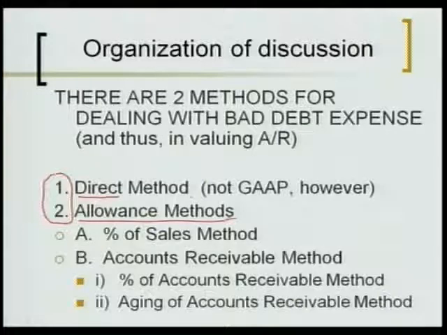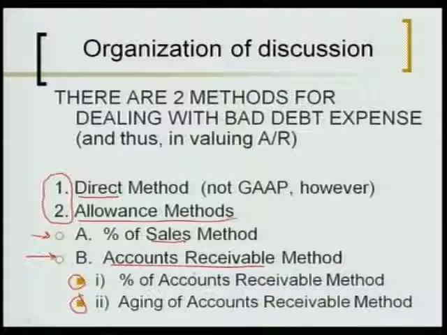Of the allowance methods, there are two categories: the percent of sales method, and the accounts receivable method. And in regards to the accounts receivable method, there are two types of accounts receivable methods. So you see what I mean about the hierarchy? You might want to keep this in front of you to help you keep your place in today's discussion, okay?